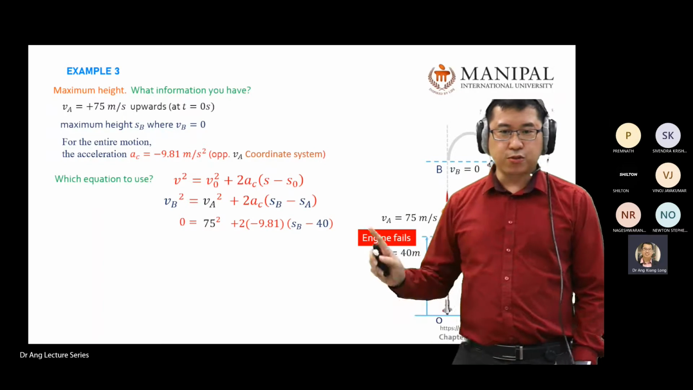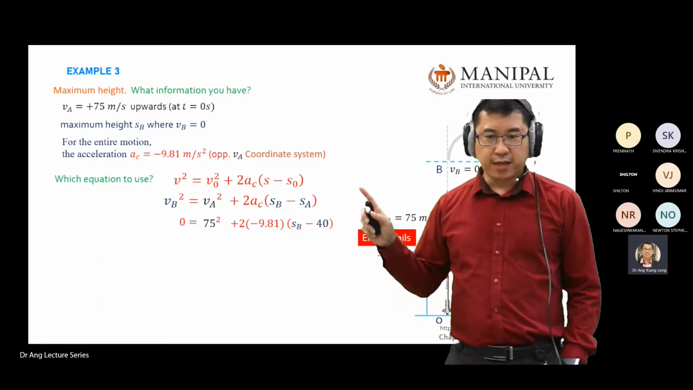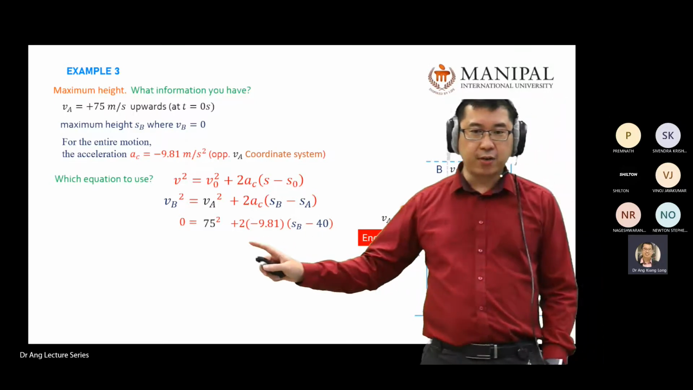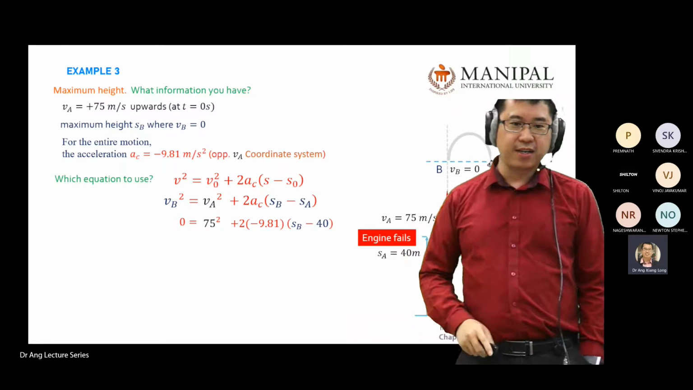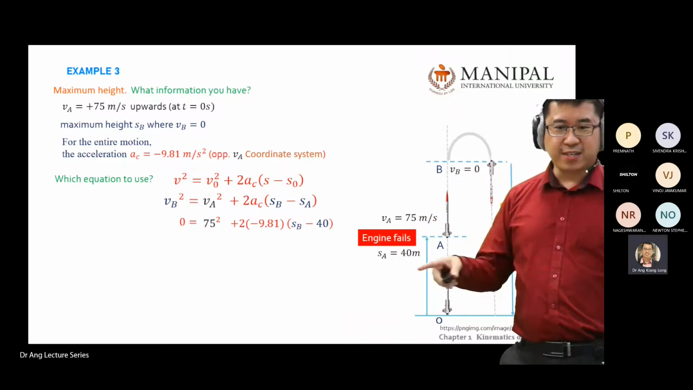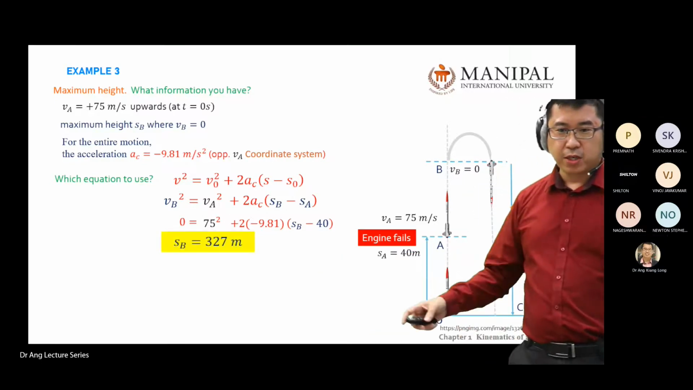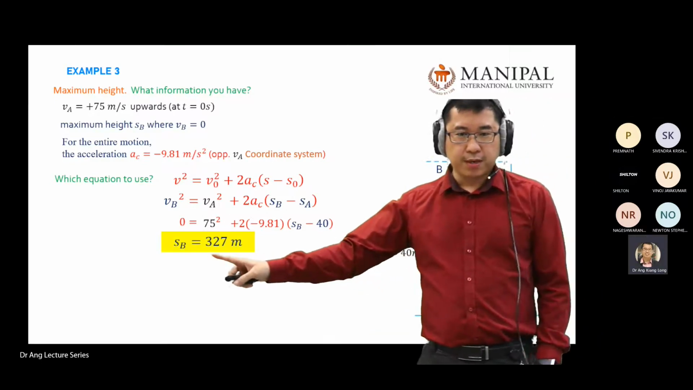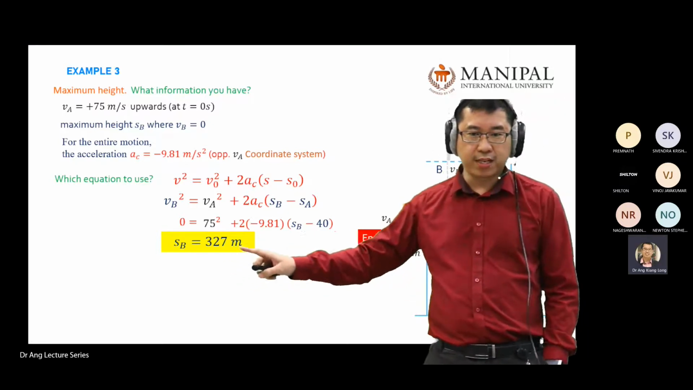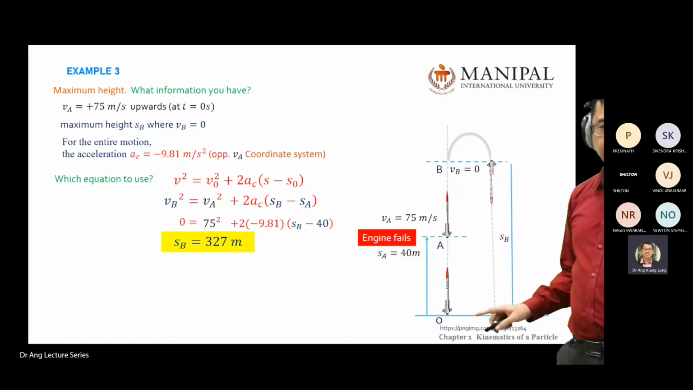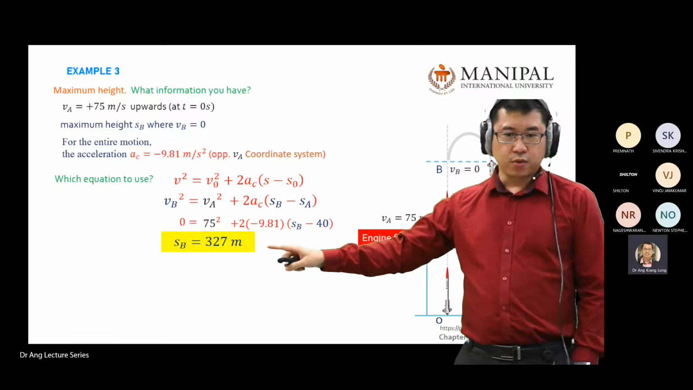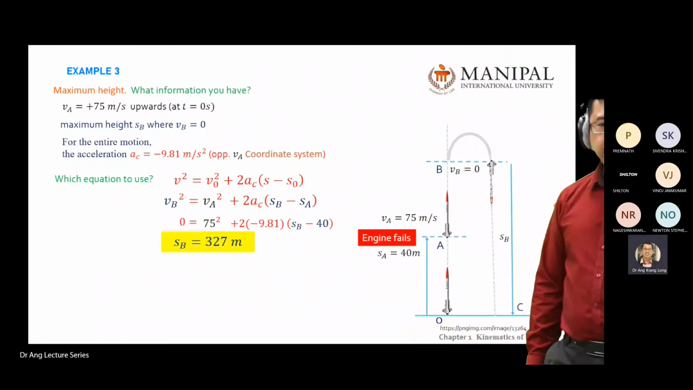I've seen some students, when they answer questions in a test or exam, panic. They press the wrong key on the calculator and give me a surprising final answer. So the distance at point B will be 327 meter. From here to here is 327 meter.